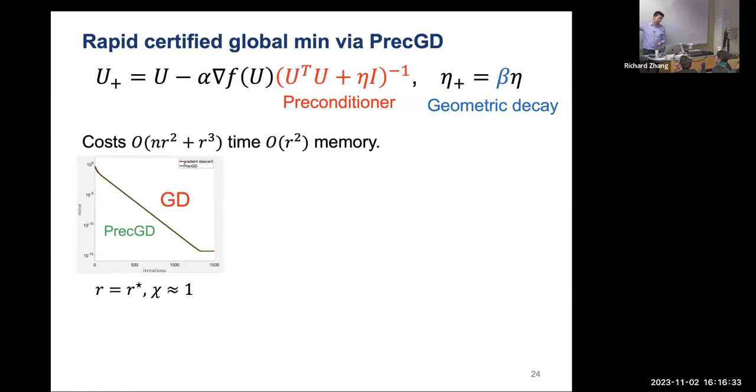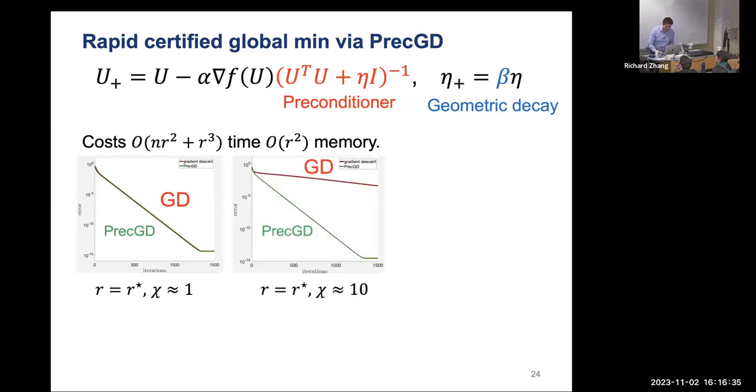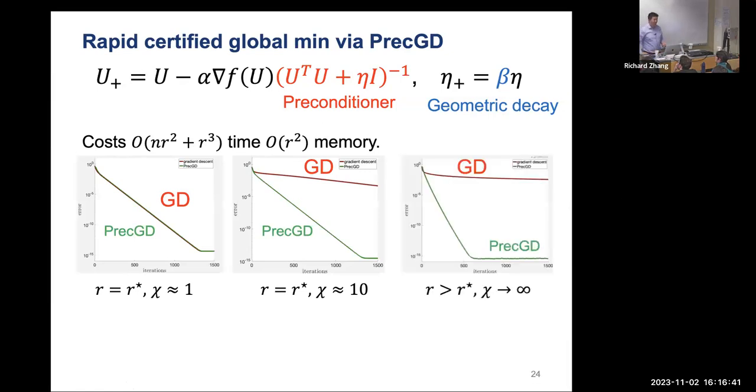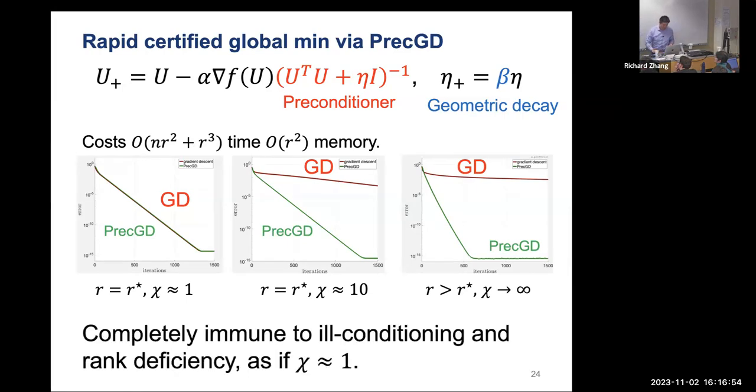If it's well conditioned, then obviously it really doesn't matter. But if it's ill conditioned, then it converges like it's well conditioned. Okay, and if it's rank deficient, which is what you want to certify global optimality, it converges as if it were perfectly conditioned. So now you can actually solve it like gradient descent. Okay. So really the point here is it's completely immune to ill conditioning, but the thing that we care about is that it's also completely immune to rank deficiency.